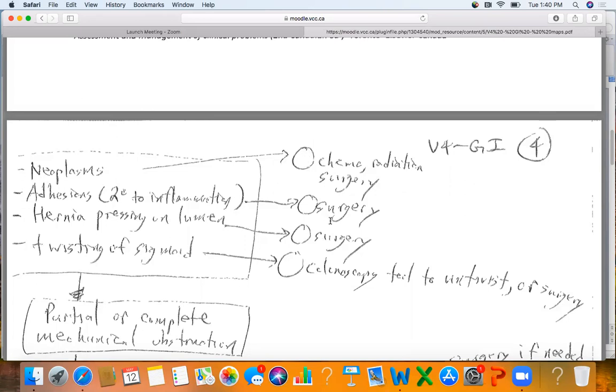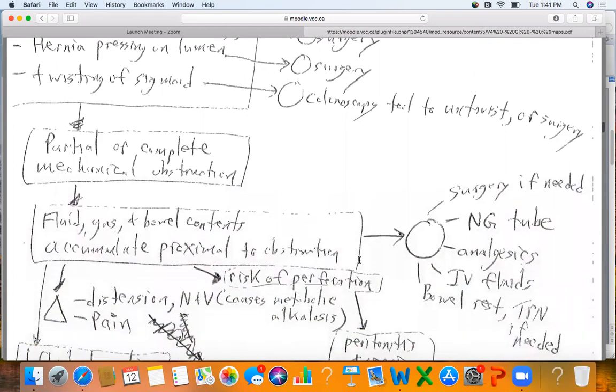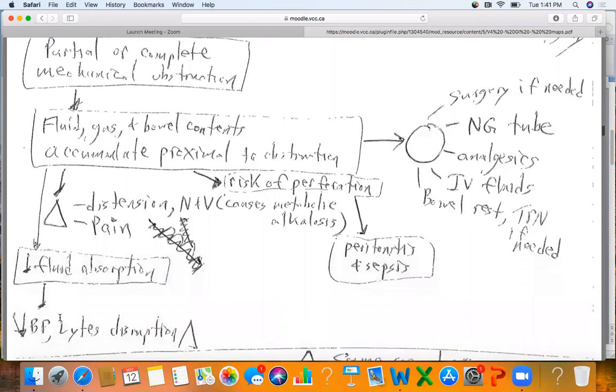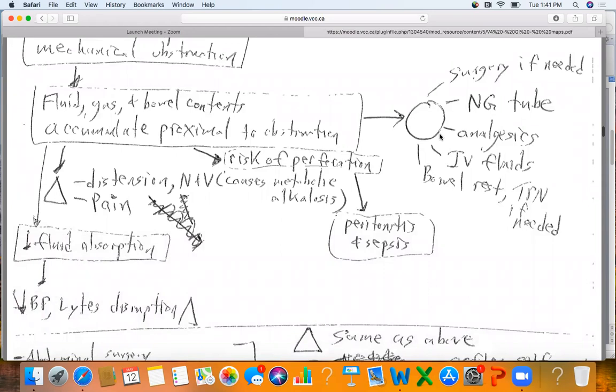How we deal with them is in the circles, and that should be pretty self-explanatory. If we don't deal with them, we end up getting this fluid and gas buildup in the bowel contents, and this causes these symptoms. How do we deal with it? We deal with it with this circle here, these things.